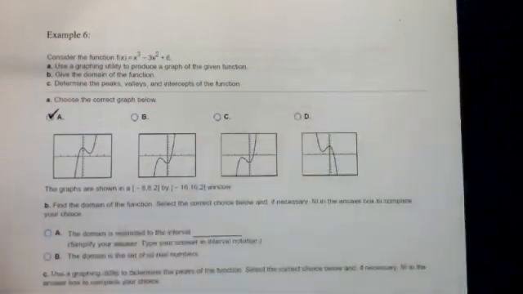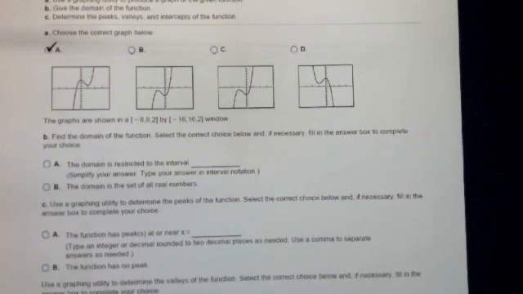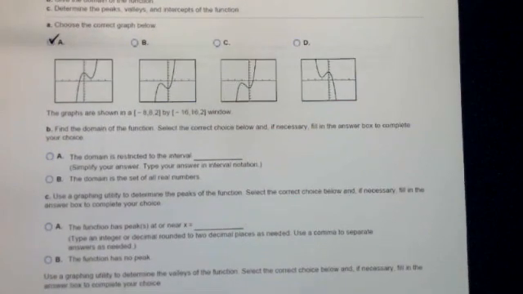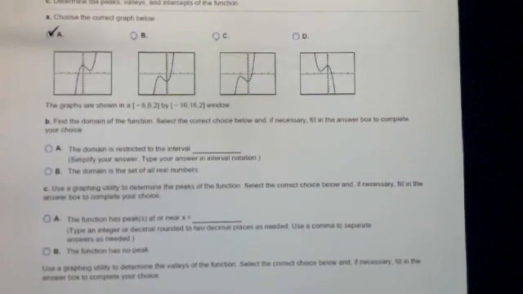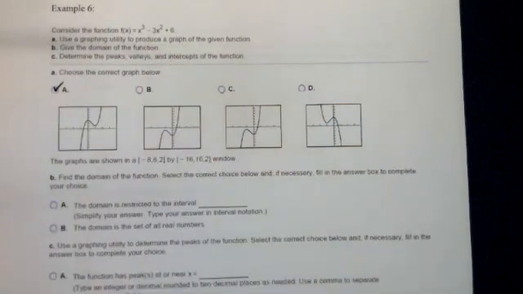All right, part B is to define the domain of the function. And then select the correct choice below, and if necessary, fill in the answer box to complete your choice. Okay. Well, let's think about this. This is a polynomial function, by the way. F of x equals x cubed minus 3x squared plus 6.